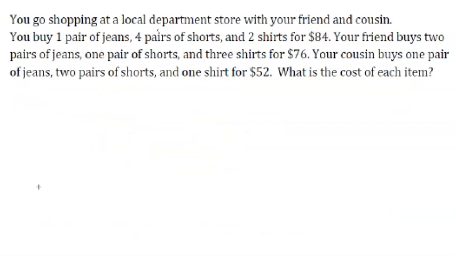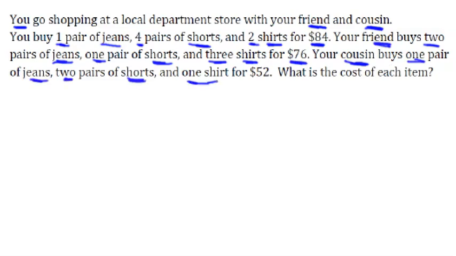You go shopping at a local department store with your friend and cousin. You buy 1 pair of jeans, 4 pairs of shorts, and 2 shirts for $84. Your friend buys 2 pairs of jeans, 1 pair of shorts, and 3 shirts for $76. Your cousin buys 1 pair of jeans, 2 pairs of shorts, and 1 t-shirt for $52. What is the cost of each item?